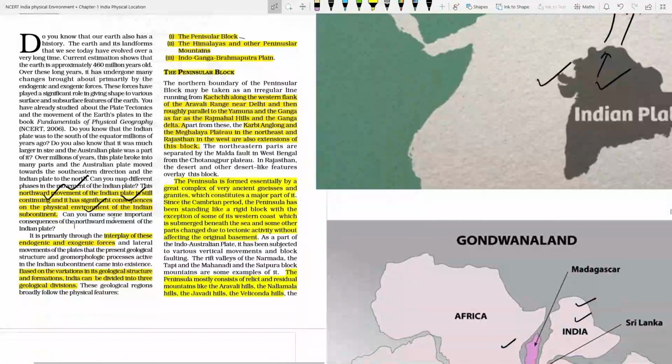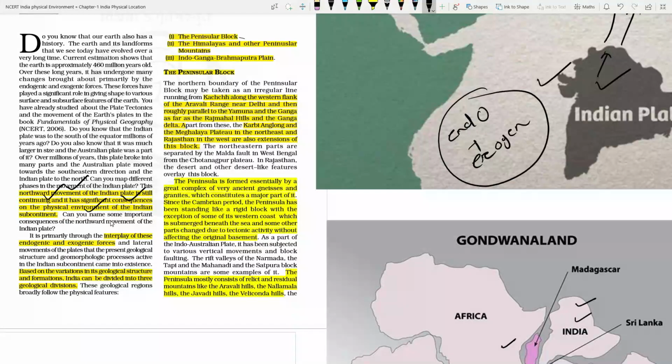As we have told, what all things come under the Indian subcontinent. So if we say India's territory everywhere, you will find that it is a mix of endogenetic plus exogenetic forces. Any structure is the interplay between endogenic and exogenic forces. Somewhere it might happen that endo is working more than exo, and sometimes exo is working more than endo. We already know the forces coming from inside the earth are endo, and the forces operating on the outside of the earth are exogenic forces.